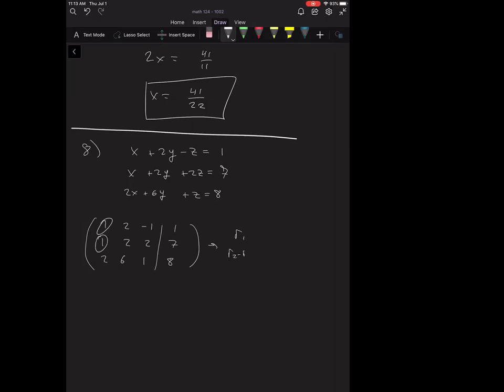So row 2 minus row 1. And then to make this piece a 0, we can subtract 2 of this row. So what we could do is row 3 minus 2 row 1. So rewriting row 1: 1, 2, minus 1, 1. Row 2 minus row 1: so we're going to have 1 minus 1, which is 0, 2 minus 2, which is 0, 2 minus negative 1, which is 3, 7 minus 1, which is 6.